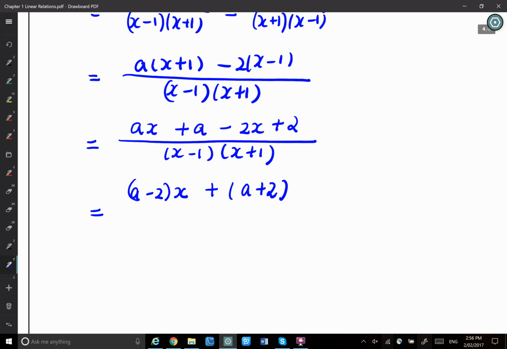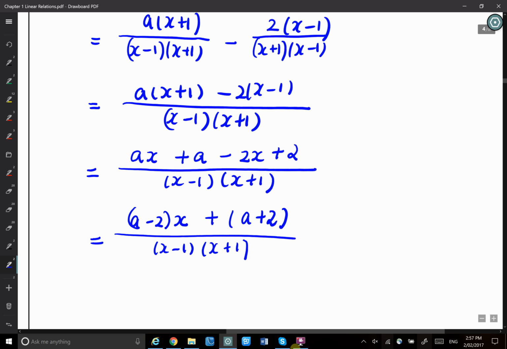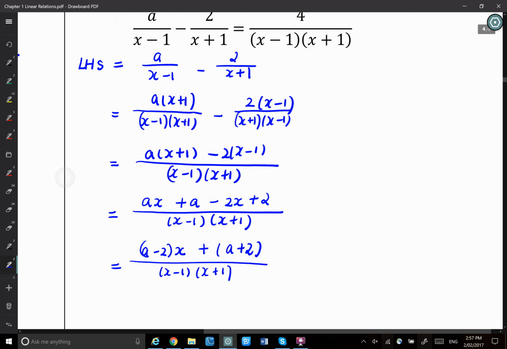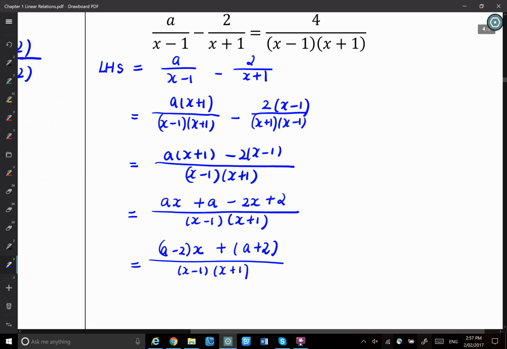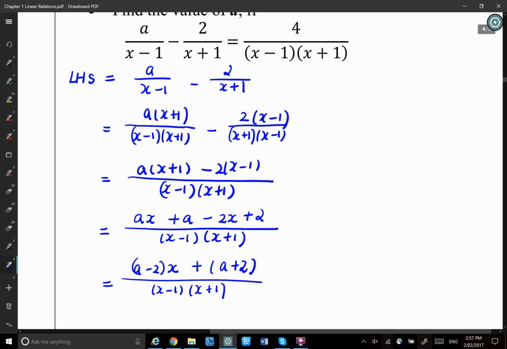If I know my a is 1, then a plus 2 is 3. If I know my a is 2, a plus 2 is 4. So I want to group them. They are the constant. And over x minus 1 and x plus 1. And now that's my left hand side. I just simplify my left hand side until this step. That's my version now for my left hand side.